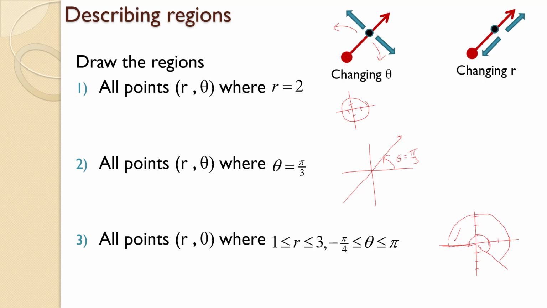So then the region must be what's in between it. It's kind of like a part of a donut, like it was taking a bite out of right here. And that's it. That would be the graph.